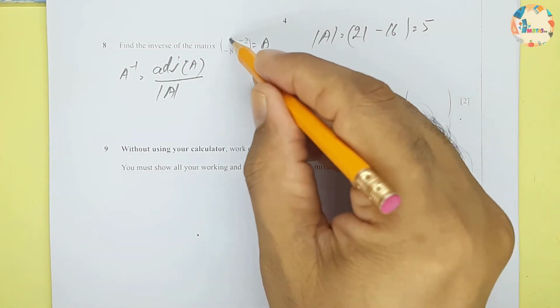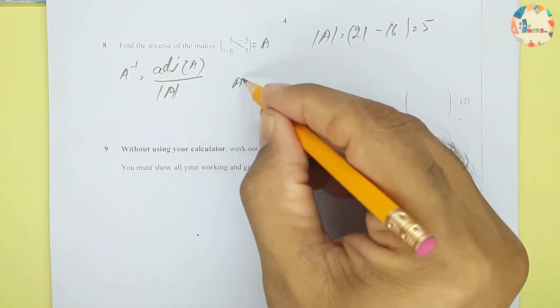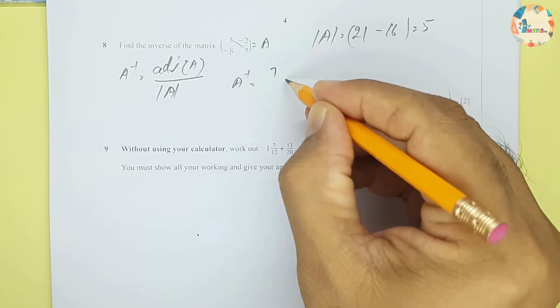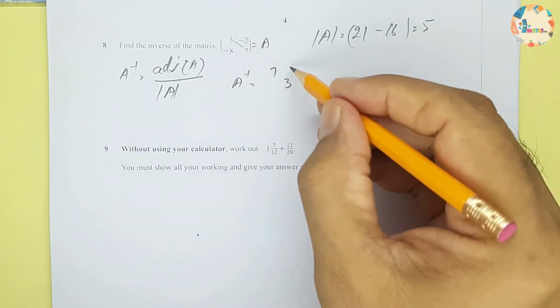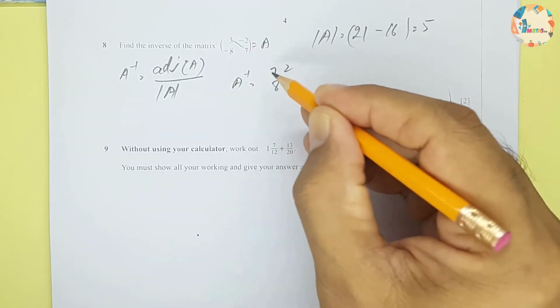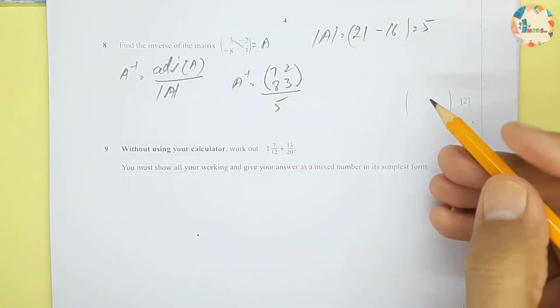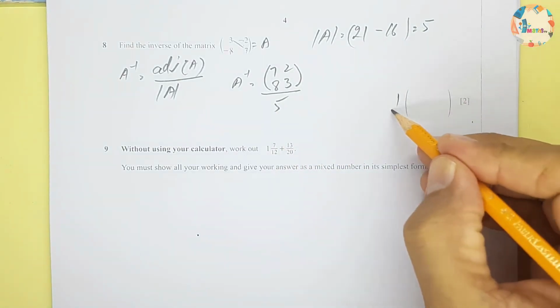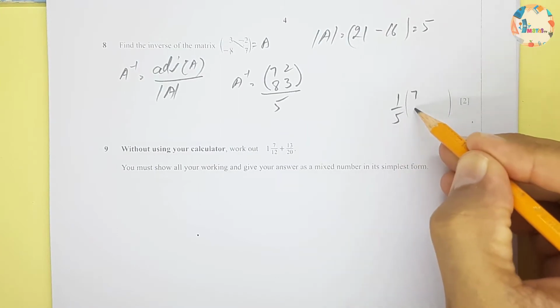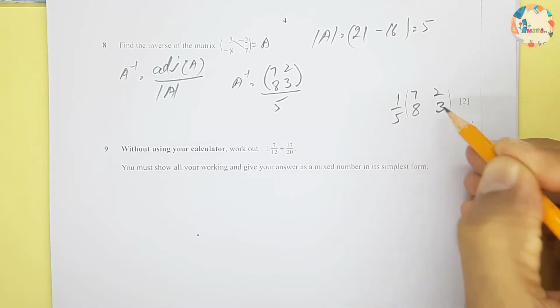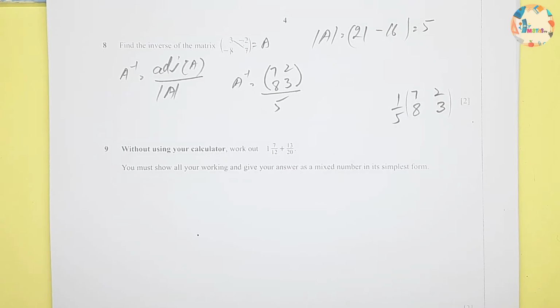The adjoint will be found by changing these two locations. So A inverse is equal to 7 and 3, and changing the sign of this one will give 2 and 8. So this one, divided by 5, will be our answer. We can write 1 over 5, 7, 8, 2 and 3. This will be our answer.